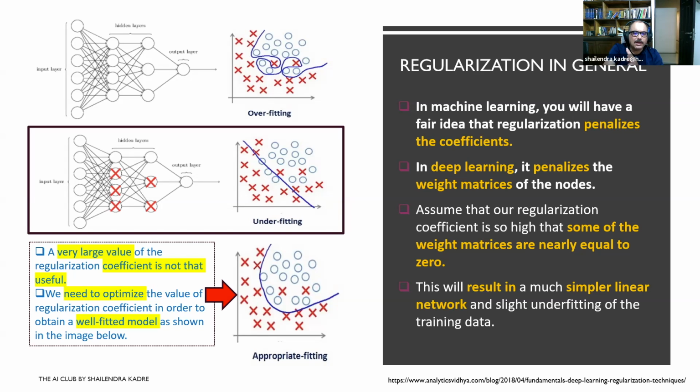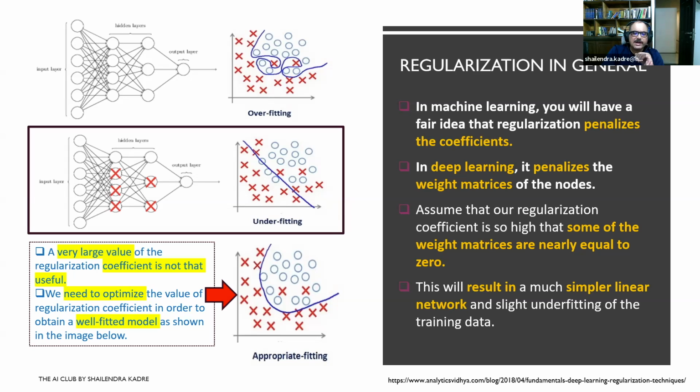Then you come to the next one. It is a simple straight line which is separating plus and zeros. But you see it is making a lot of errors. A lot of plus are on the right hand side of the line, and a lot of zeros are on the left hand side of the line. So it is a suboptimal model. It is nothing but more bias in this model. So this is called underfitting.